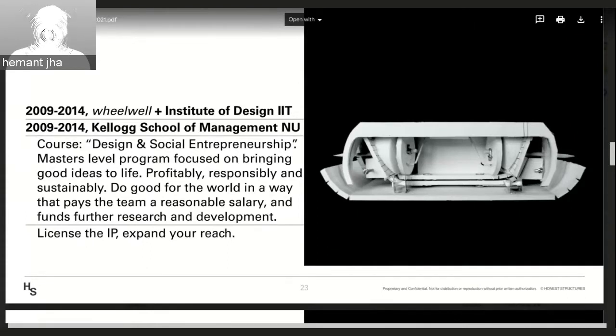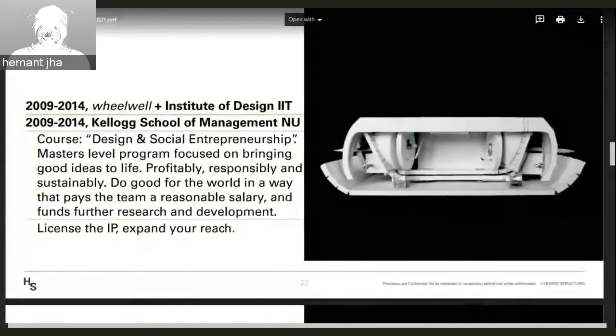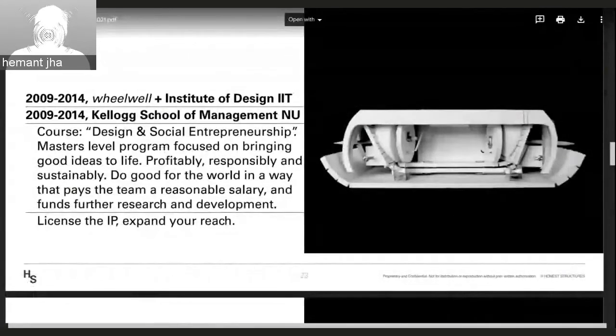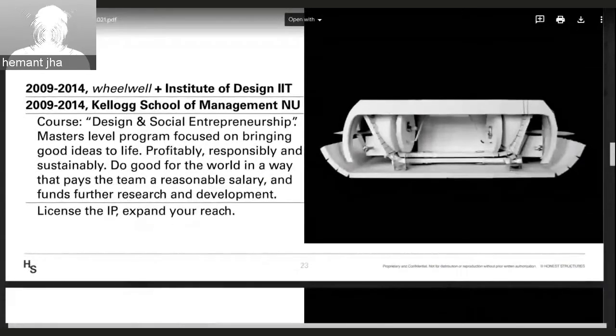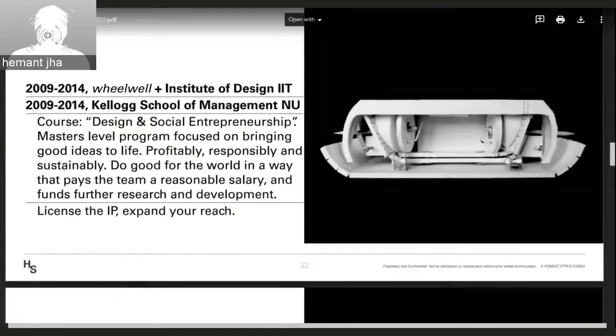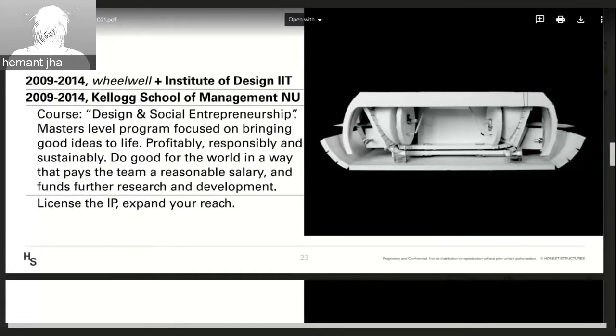Now, all of us who go to design school think we should do something good for society, we should do something good for people, and we try to, but very often there isn't a structured approach that allows us to do this effectively. And so a lot of these things that we think of basically remain on paper, right? So what I was teaching was, how do you do good for the world in a way that allows you to pay yourself and your team a reasonable salary, and also provides you with the funding to further your research and development, right, to take your ideas forward. So again, we would license the IP and expand the reach of the idea.